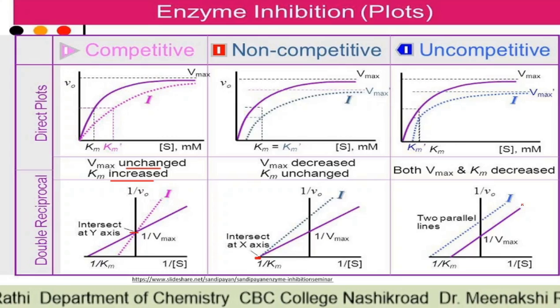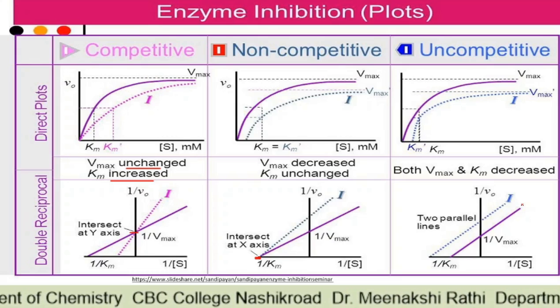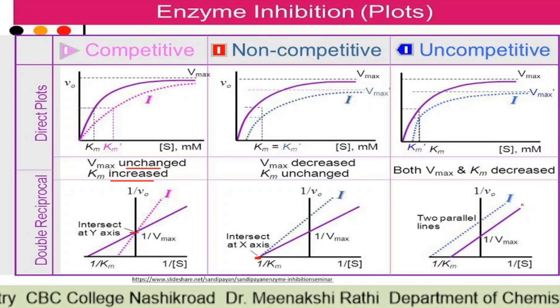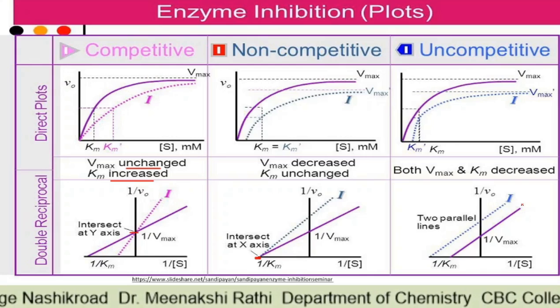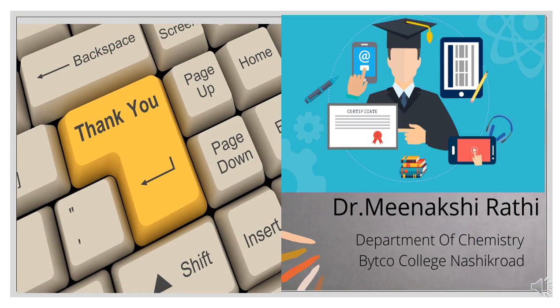So here we have finished one type of inhibition, that is reversible inhibition. And reversible inhibition is further divided into three types, that is competitive, non-competitive and uncompetitive inhibition. Thank you so much.